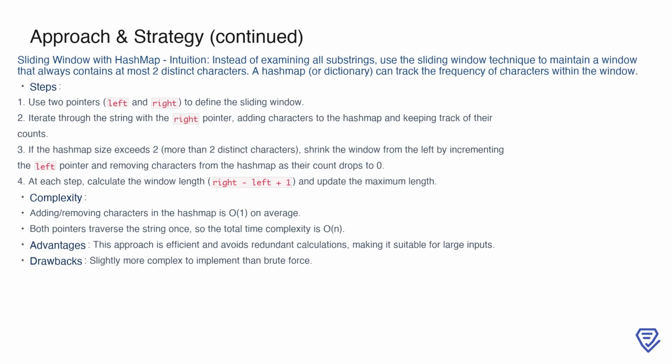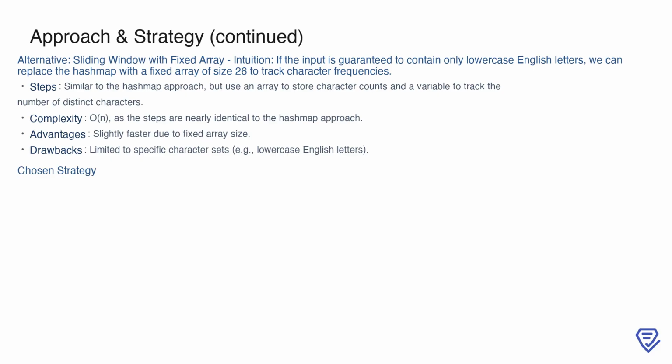An alternative to the hash map-based sliding window is to use a fixed array for character tracking, which can be particularly useful when the input is limited to lowercase English letters. Instead of a hash map, we use an array of size 26 to store the frequency of each character in the window, and a separate variable keeps track of the number of distinct characters. The overall process remains similar. We adjust the window using two pointers and update the maximum length as we slide through the string. This variation also achieves O(n) time complexity since the pointers traverse the string once, and array operations are constant time.